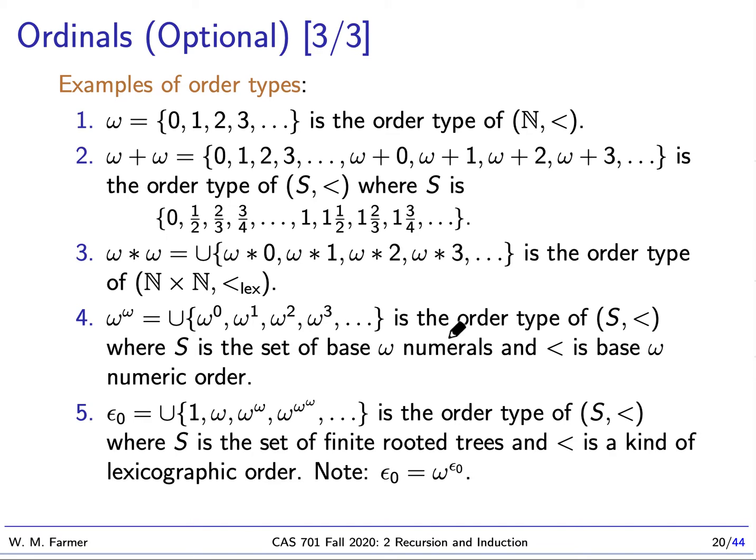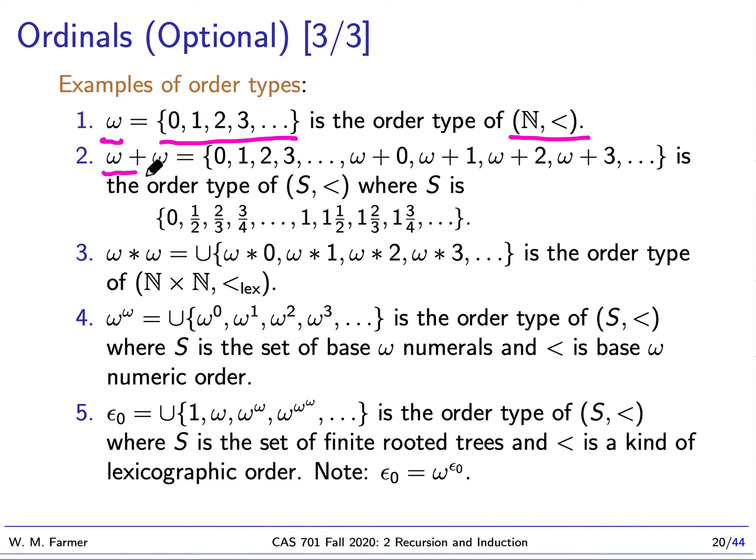Now I'm going to mention briefly some important examples of order types. So remember, these order types are types of well orders. So the first one is omega. Omega, as we mentioned, is the set composed of the ordinals that represent 0, 1, 2, 3, 4, and so forth. And it is the order type of the natural numbers with less than.